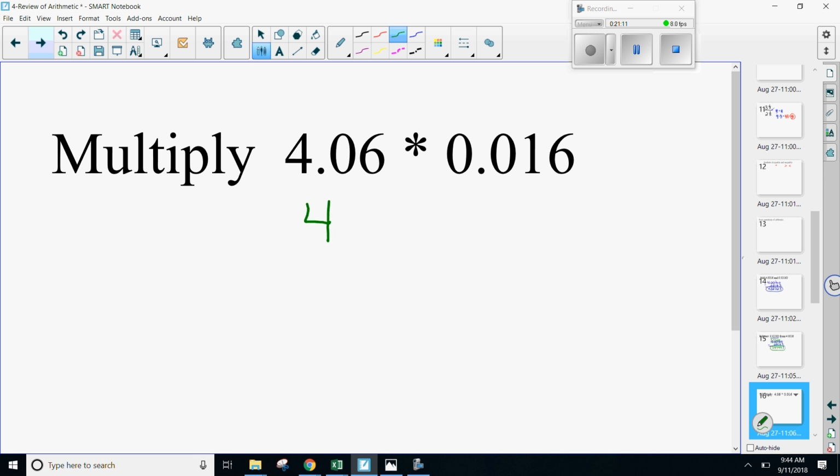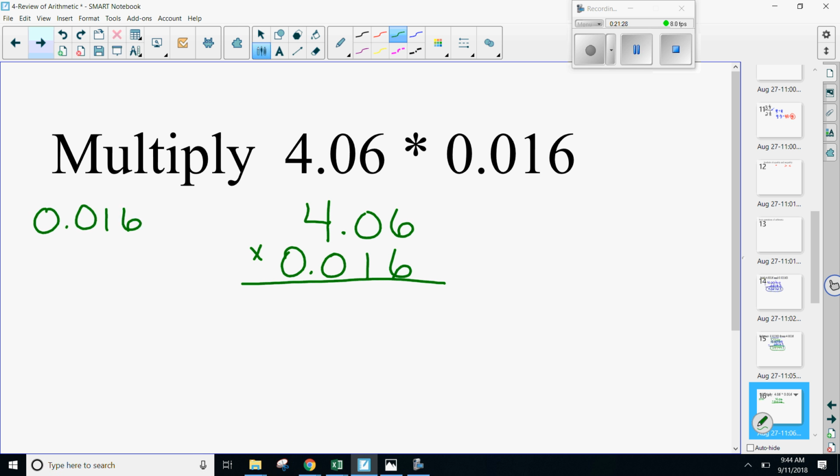So you're going to take 4.06 and you're going to multiply by this number. Now, some of you say that's longer. I would prefer to write it as 16 thousandths times 4 and 6 hundredths. I don't care which way you set it up, you're going to get the same answer.